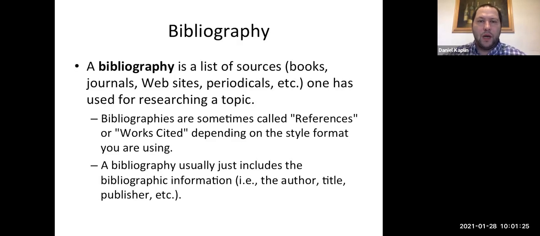So let's start with the word annotated bibliography. Now, it's interesting, there are 2 words, and I'm going to go from the second word backwards. Let's start with, well, what is a bibliography? A bibliography, simply put, is a list of sources that you're going to use for your research study. And they could be books, journals, web pages, periodicals like newspapers and magazines, or whatnot. So it's just the list of sources.